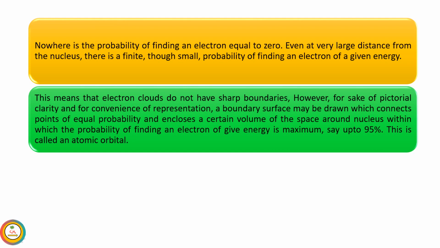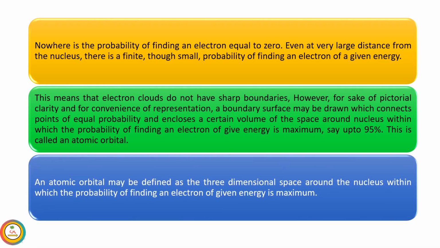However, for the sake of pictorial clarity and the convenience of representation, a boundary surface may be drawn which connects points of equal probability and encloses a certain volume of the space around a nucleus within which the probability of finding an electron of given energy is maximum, say more than 95%. Like this can be an atomic orbital. That area where the probability of finding an electron is maximum is known as the atomic orbital.